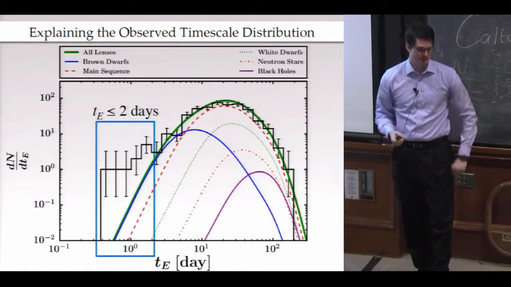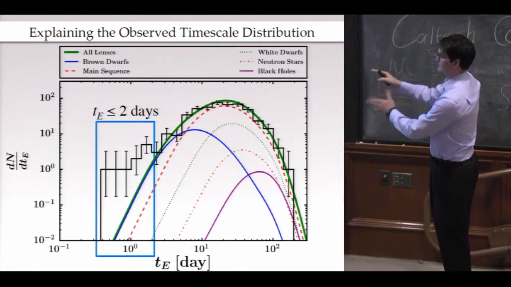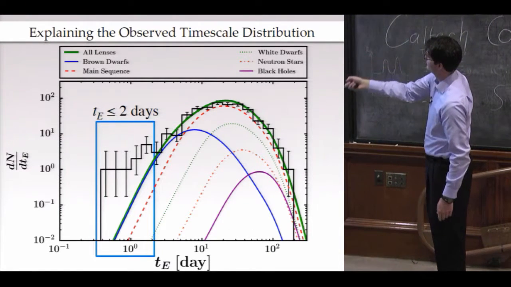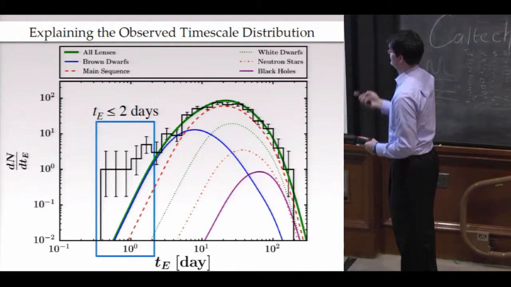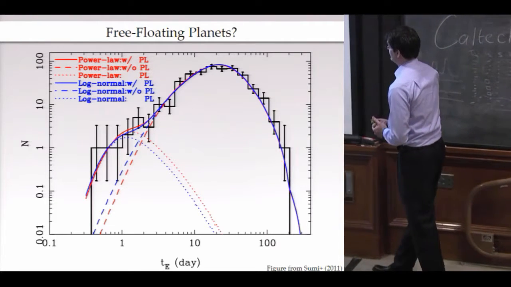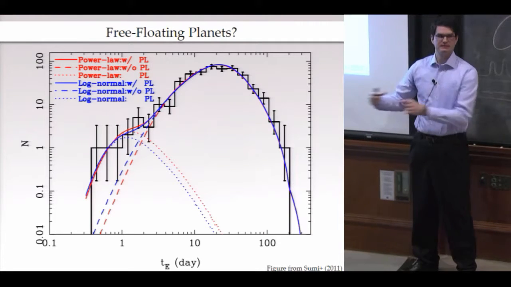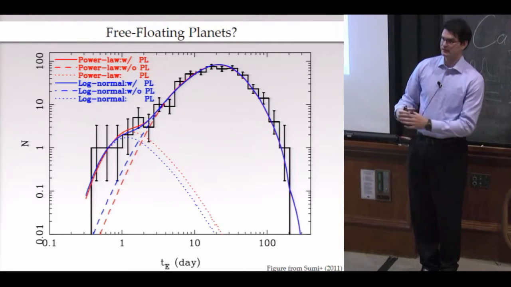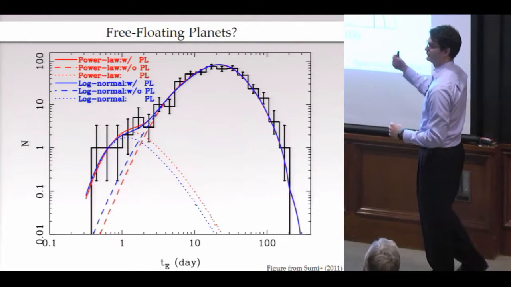So for timescales less than about 2 days, we've actually observed 10 events, but our predicted model only expects about 1 or 1.5 events. And so what Sumi had done originally when he published this observed timescale distribution is to assume an extension of the lens mass function down to the planetary mass regime, and assume that these were free-floating planets.